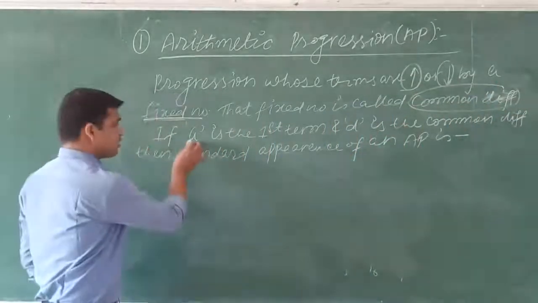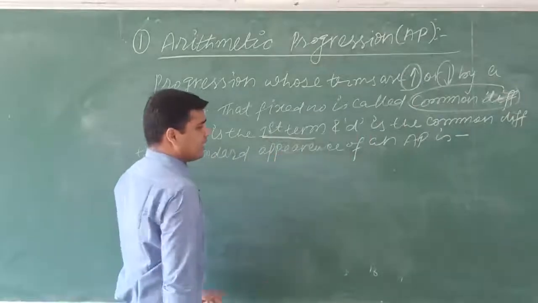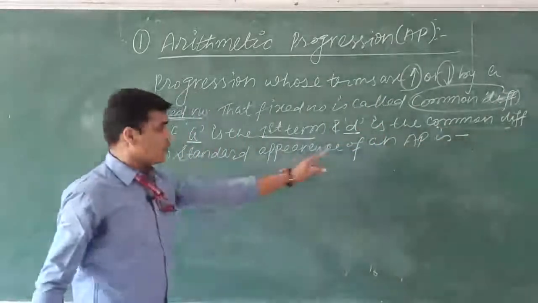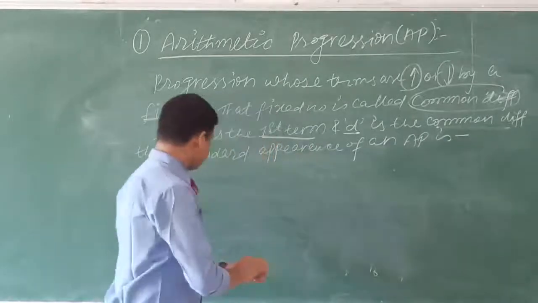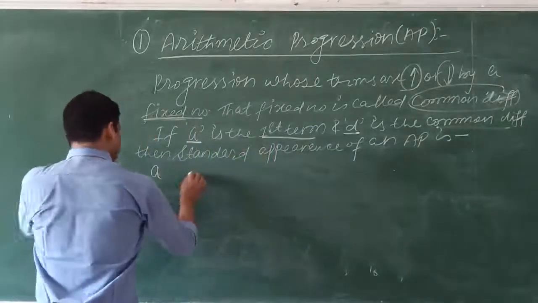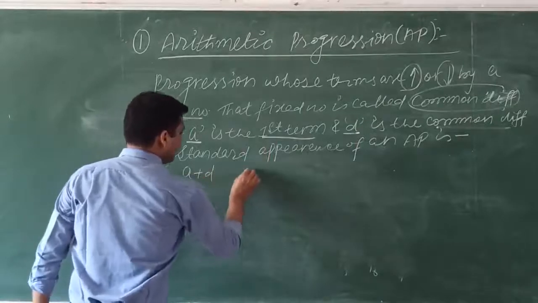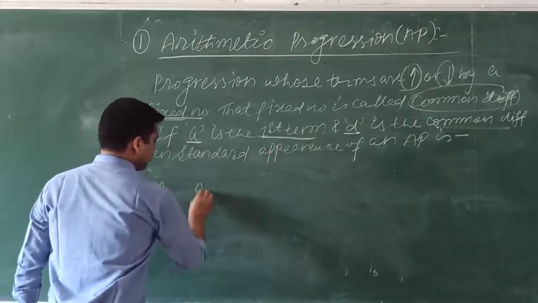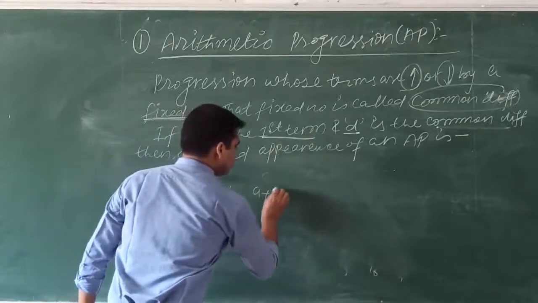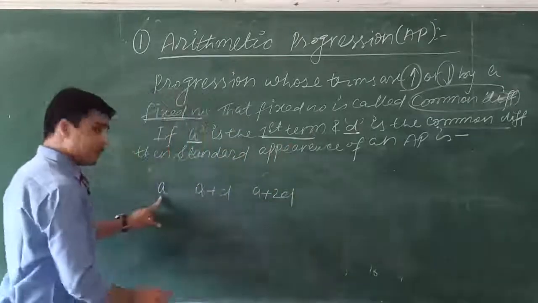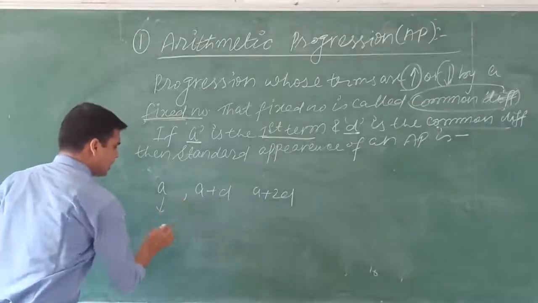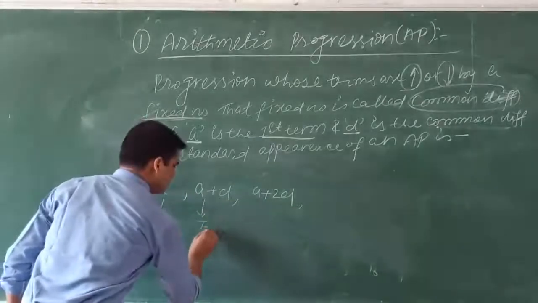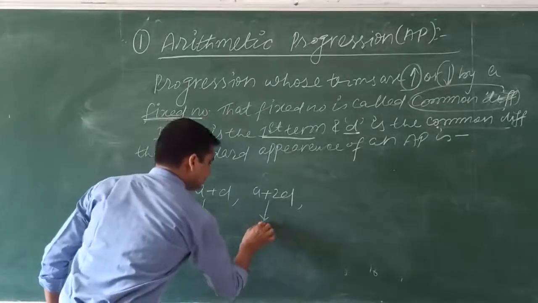If A is the first term and D is the common difference, then a standard appearance of an AP will be like this: A, A plus D, A plus 2D, in the same way. We know that this is our first term, A plus D is the second term, and A plus 2D is the third term.